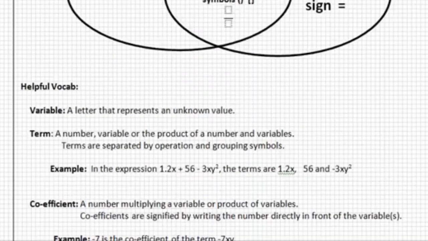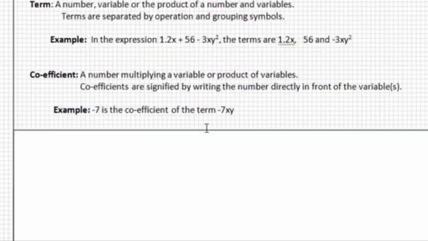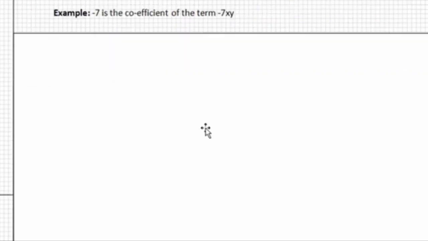So please take a moment to make sure that you have your Venn diagram and this helpful vocabulary with the definitions and examples copied into your notes. And then I have just a few more problems for us to look at. Here's what I'd like you to do now.